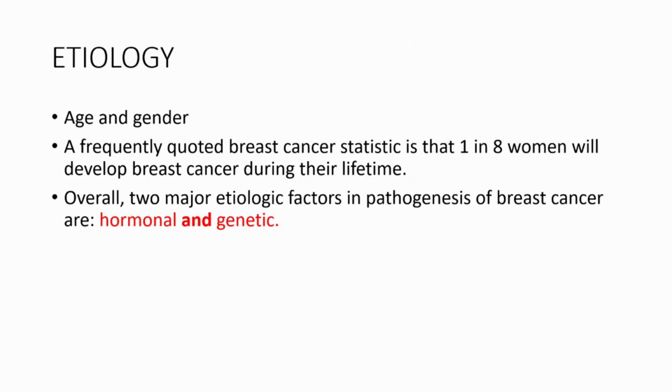Now, if you see the etiology of breast cancer, mainly as I told, age above 50 years, and female gender are very common, and I have already discussed one in every 8 women in a lifetime, from birth to death. Anyway, this is controversial epidemiological data that we have seen. Overall, there are two major etiological factors: one is hormonal factor and one is genetic factor. I'll try to explain these in detail.